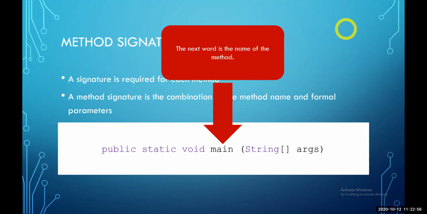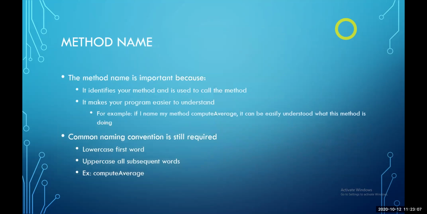The next keyword is the actual name of the method, which in the case of the main is main, right? But you can name it anything. I named that other method max, right? And so the name is important because it identifies your method and is used to call the method. And I'll talk about that a little bit later in the slides, calling methods, but you'll use the name to call it.